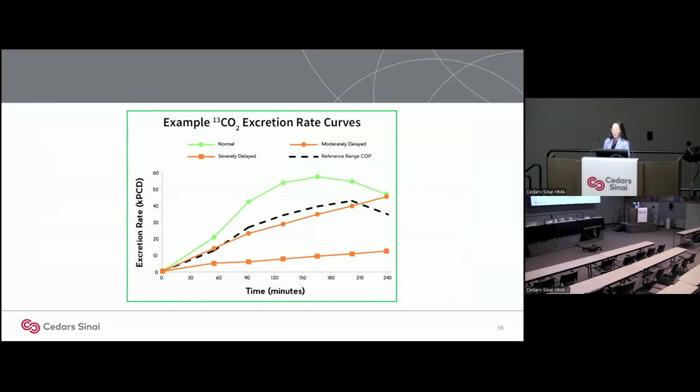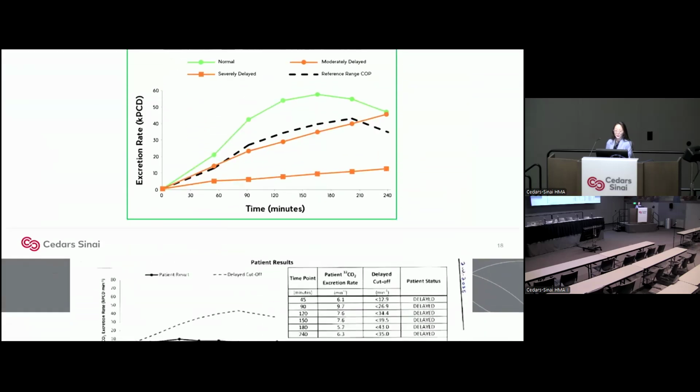This is what you will see with every report, and it shows you what a normal curve looks like as well as what a delayed curve looks like when it's moderately delayed as well as severely delayed. In a normal excretion curve, what we should be seeing is a sharp uptick in the excretion rate, and then we should see a plateau and a decrease in excretion before 240 minutes.